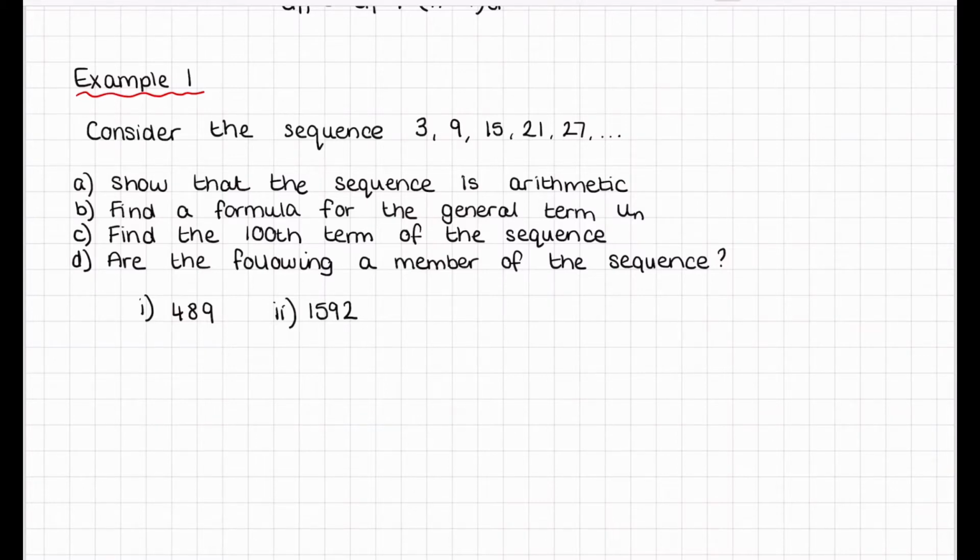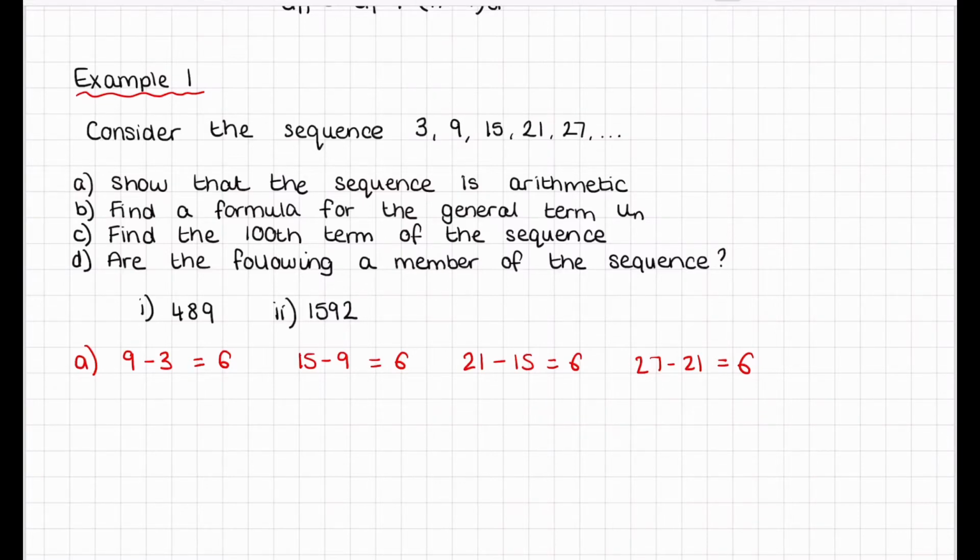So first of all, show that it's an arithmetic sequence. To do that, we want to show that the difference between each number is the same. So 9 minus 3 is 6. Now we want to show that 15 minus 9 also equals 6, and 21 minus 15 equals 6. 27 minus 21 equals 6. So showing that the difference between each number is 6, therefore it's an arithmetic sequence.